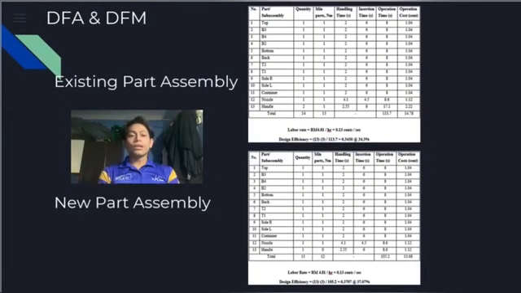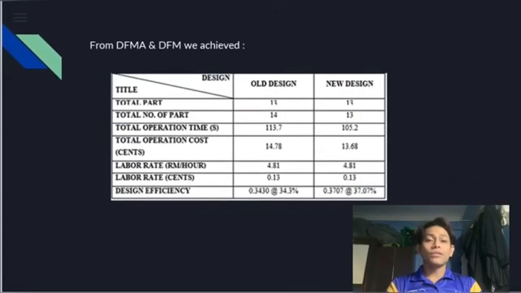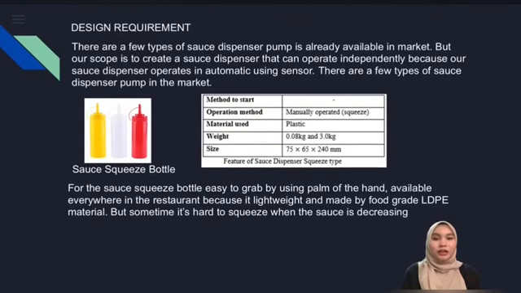After that, we go through DFA and DFM. As you can see, the top one is the BOM for the existing part assembly, while the below one is the BOM for the new part assembly. From DFA and DFM, we achieve the total number of parts for the old design is 14, while the new design is 13. The total operation time for the old design is 113.7, while the new design is 105.2. The total operation cost for the old design is 14.78, while the new design is 13.68. The design efficiency for the old design is 34.3%, while the new design is 37.07%.